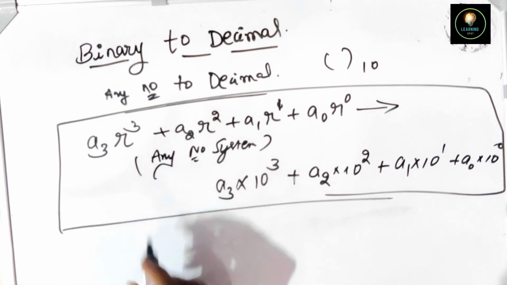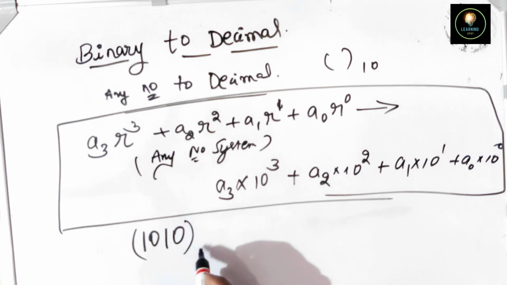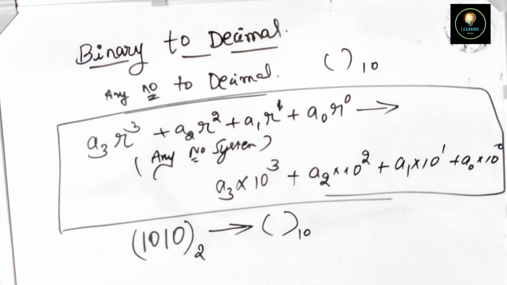So let 1010 be a binary number. Binary number means base 2. We have to convert this to a decimal number. Decimal number is nothing but base 10. So how to convert this?